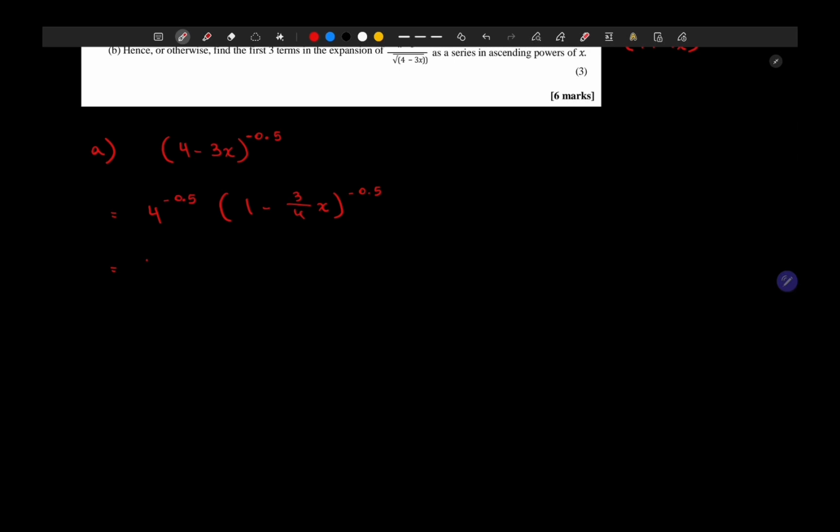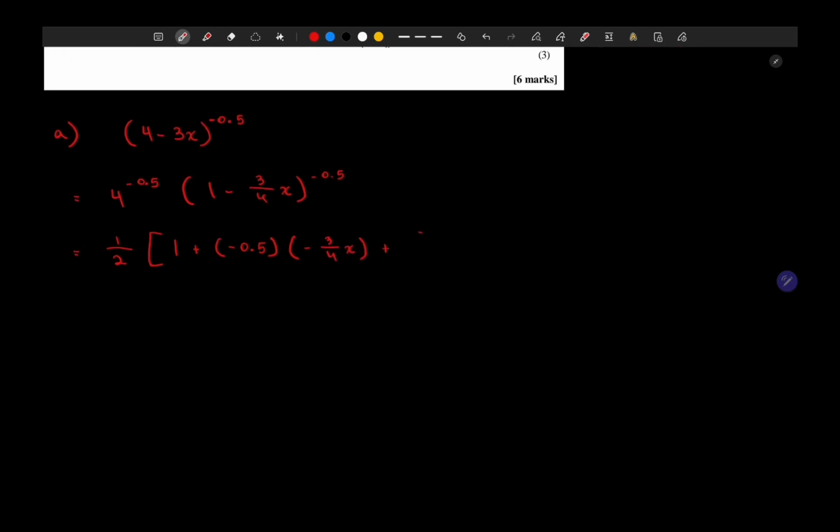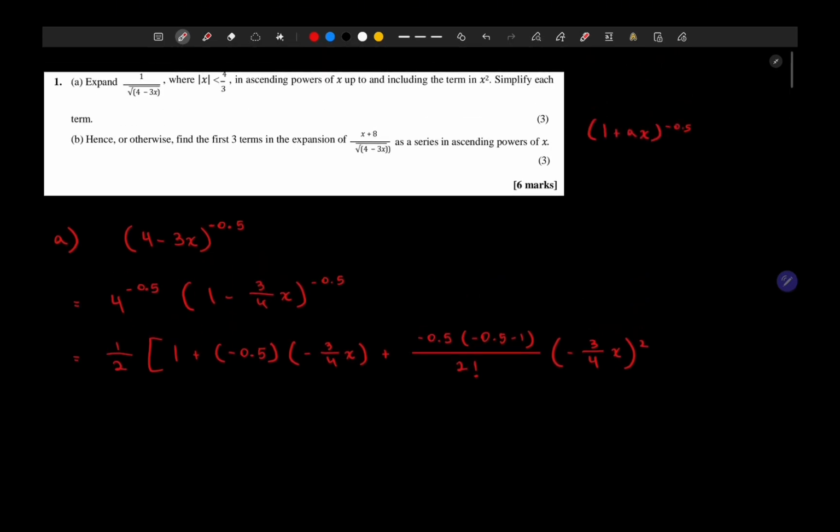Now I can write this 4 to the power negative 0.5 as half. So now if we apply the formula, it should look something like this: 1 plus negative 0.5 times negative 3 over 4x, plus negative 0.5 times negative 0.5 minus 1 divided by 2 factorial, times negative 3 over 4x whole squared. And we can stop the expansion at this point because we only need the term in x squared.